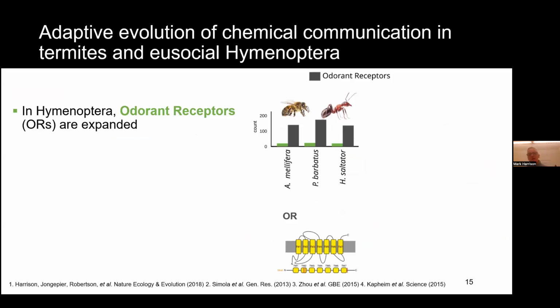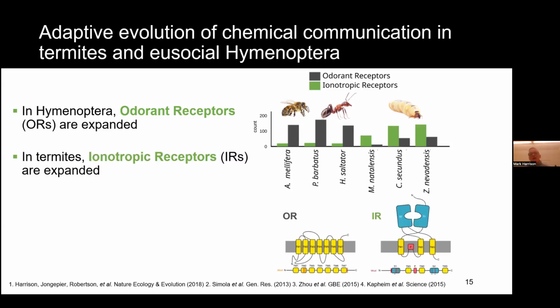Another expectation we had was that the odorant receptors, which are highly abundant in Hymenoptera, especially in eusocial Hymenoptera, would also be important in termites and expanded in termites compared to non-social outgroups. At the bottom here, we see the structure of the odorant receptor in yellow. And surprisingly, odorant receptors don't seem to be as important in Blattodea. In fact, they're not very abundant at all.